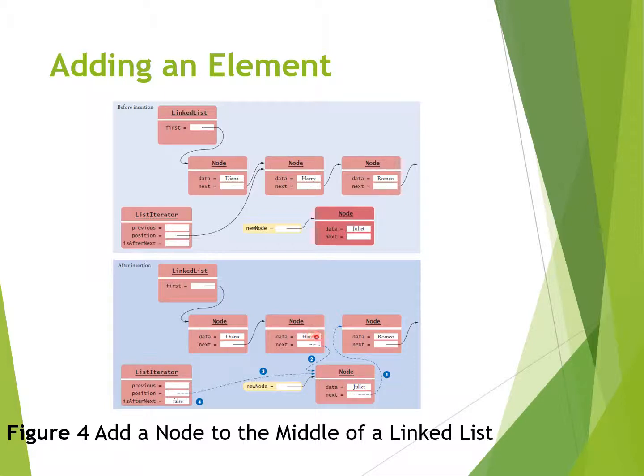Harry's node has to refer to Juliet's node, and Juliet's node has to refer to Romeo's node, which was referred to by Harry before inserting Juliet. So if you go through the code, you see how these references are updated inside the implementation of adding an element to the linked list.